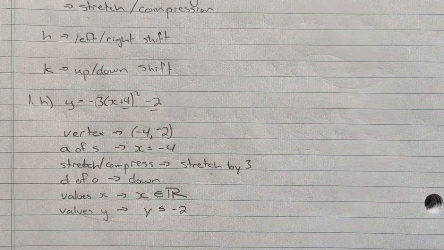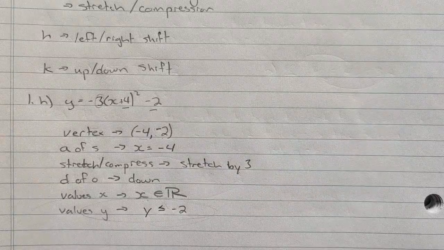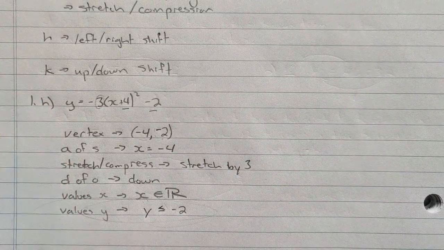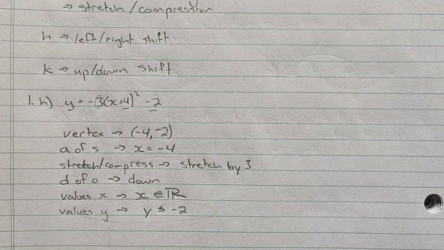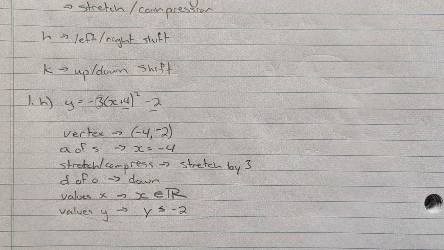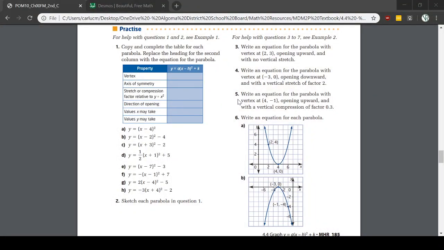Maybe try number 5. 5 looks like a good one. And again, unless you guys want a specific question to be taken up, I'll just pick some random ones here. So number 5, switch over here. Number 5 says write an equation for the parabola with a vertex of 4, negative 1, opening upwards, and a vertical compression of 0.3.